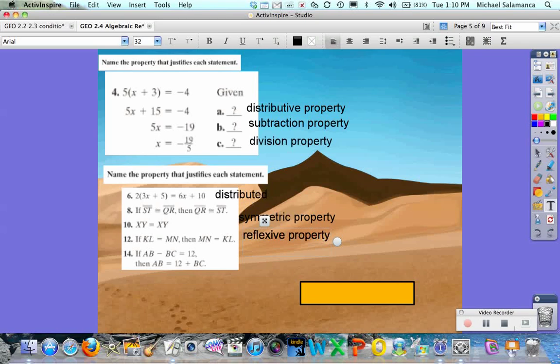If KL equals MN, then MN equals KL. Again, that is the symmetric property. And the last one, if AB minus BC equals 12, then AB equals 12 plus BC. That's just the addition property.